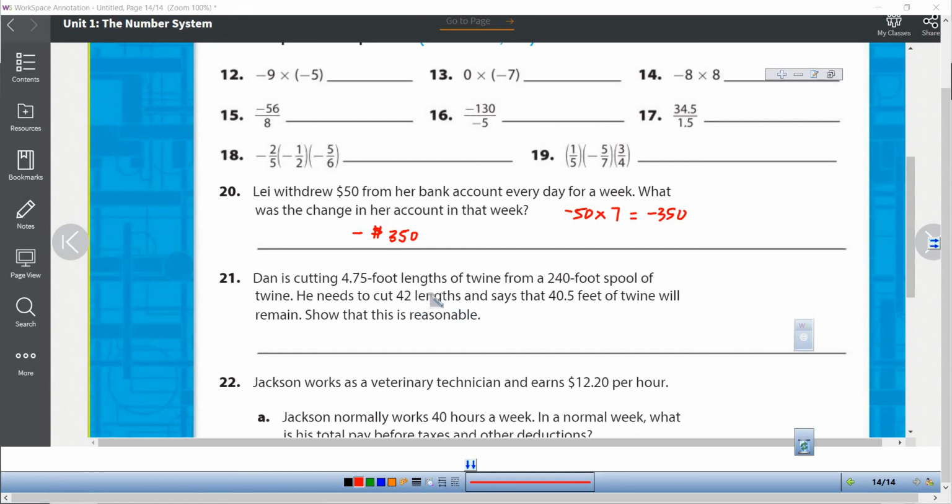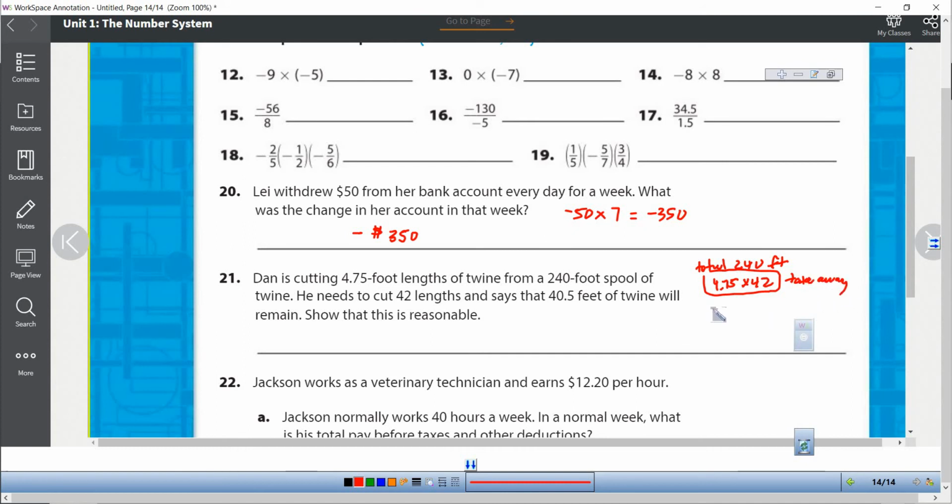All right, Dan is cutting 4.75 foot lengths of twine from a 240-foot spool of twine. He needs to cut 42 lengths and says that 40.5 feet of twine will remain. Show that this is reasonable. Oh my goodness. Okay, so let's break this down again. He has a total of 240 feet. Okay? All right. He is going to cut 4.75 foot lengths, and he's going to cut 42 of them. So this is how much he is going to take away.